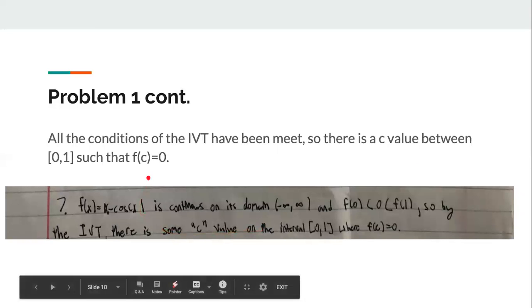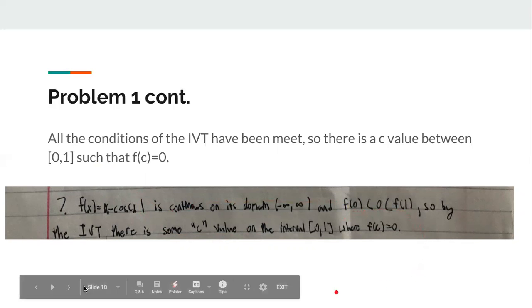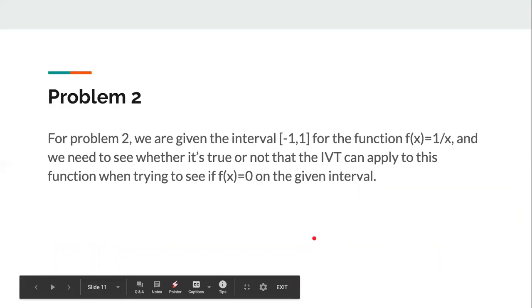And earlier we checked the domain. We found that f of x equals x minus cosine of x is continuous on its domain from -infinity to infinity. And we just found out that f of 0 is less than 0 and 0 is less than f of 1. So by the intermediate value theorem, there is some c value on the interval 0 to 1 where f of c equals 0. And that is the solution for our first problem. So let's move on to number 2.